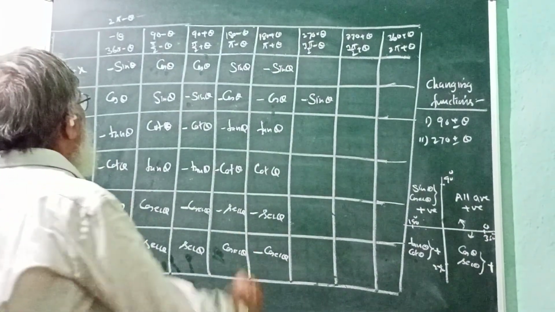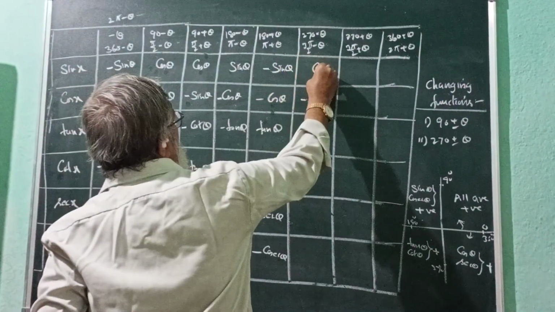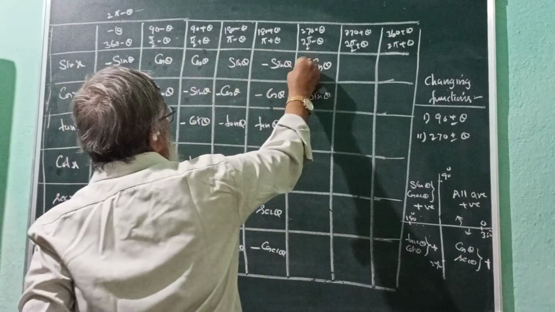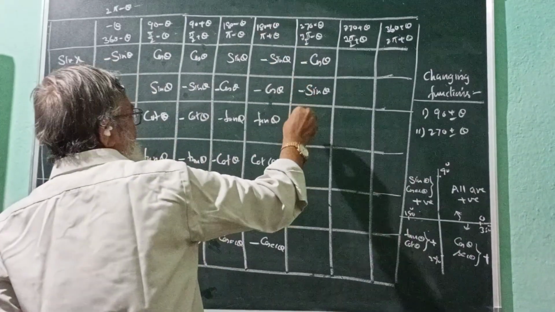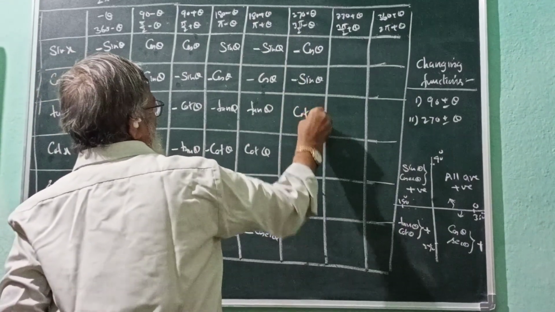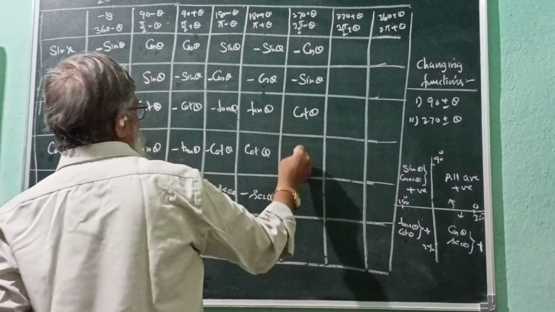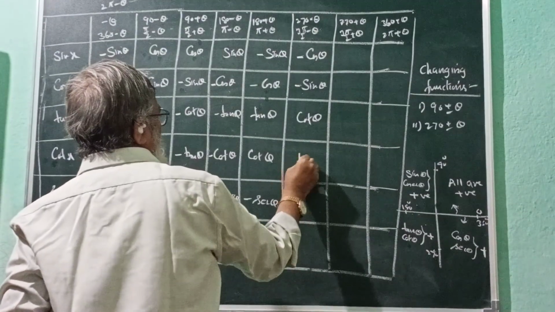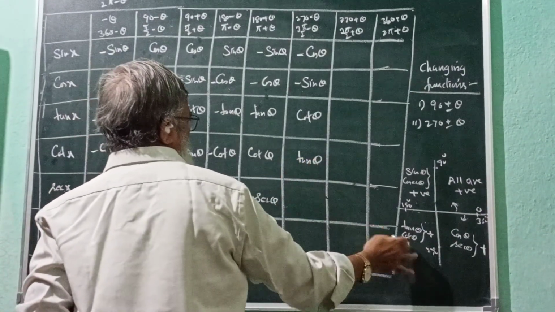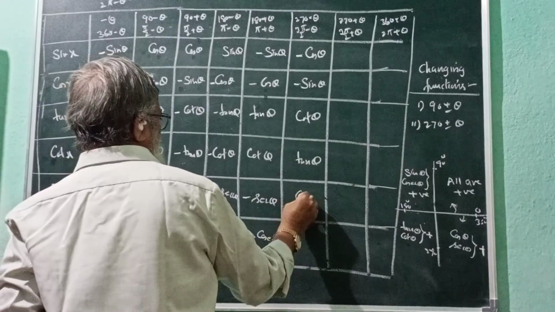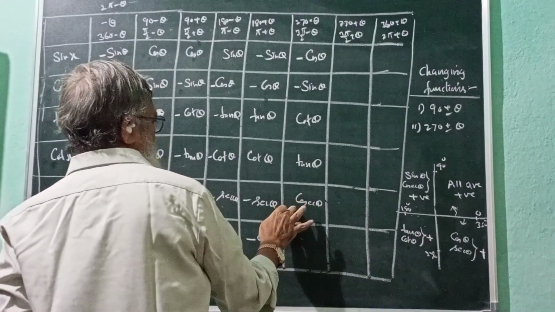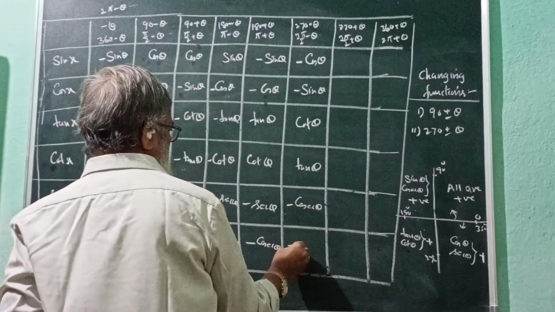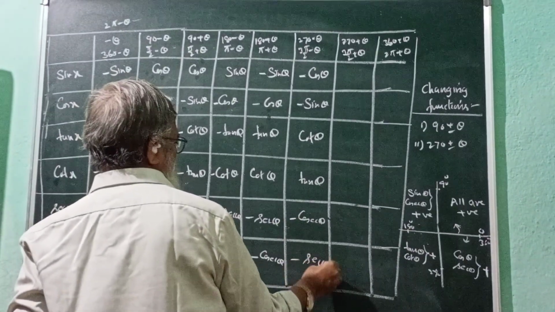270 minus theta is a changing angle. Sine will become cos. And in 270 minus theta, sine is negative. And here, tan will become cot, cot is positive. Here tan is positive. Cot will become tan, cot is also positive here. Sec will become cosec, and cosec is also negative. And it will be minus sec theta.